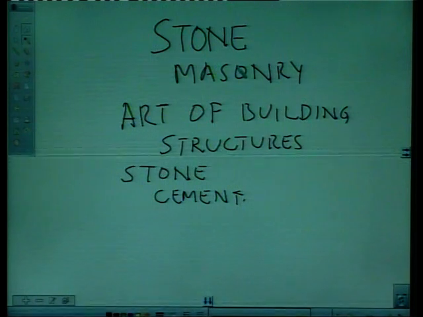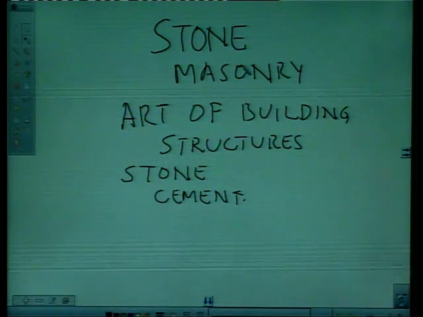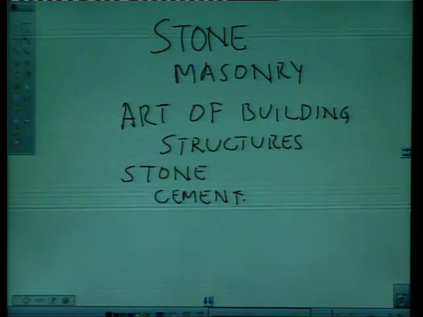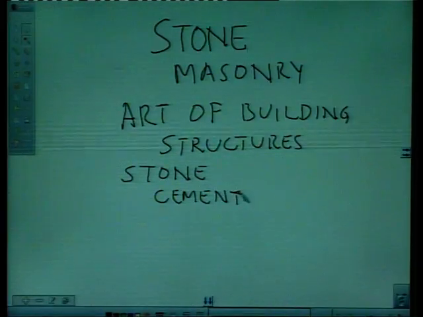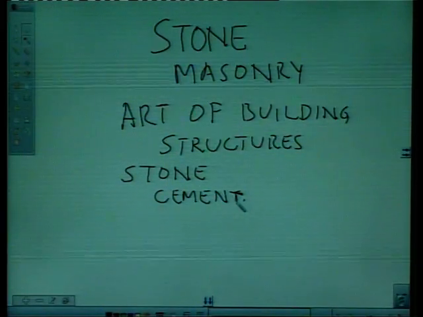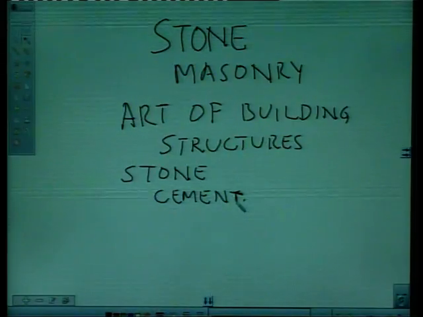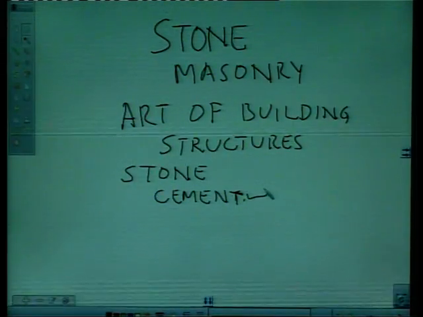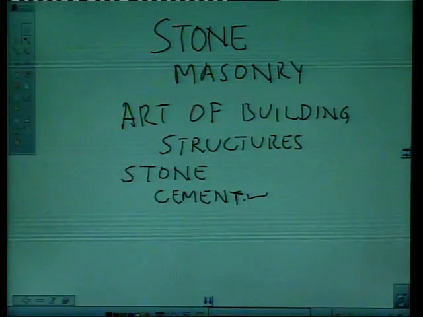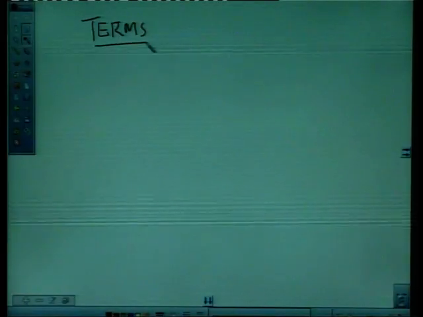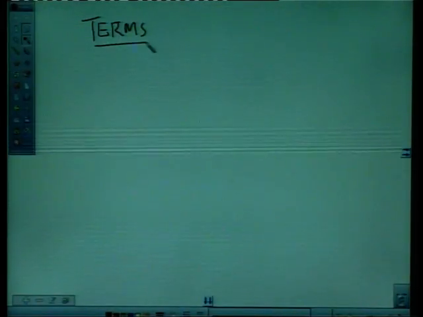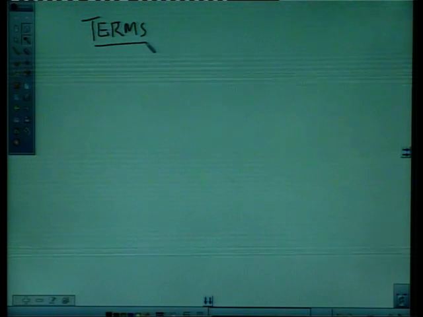In Latur, during a seismic earthquake, buildings collapsed because of the lack of binding material, cement. So cement mortar should be used, it is very much essential. Then there are a few terms which are used in stone masonry. First I am telling you coping.